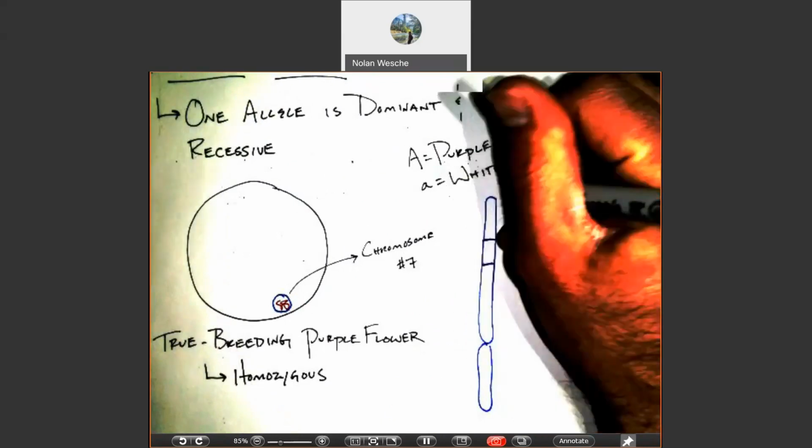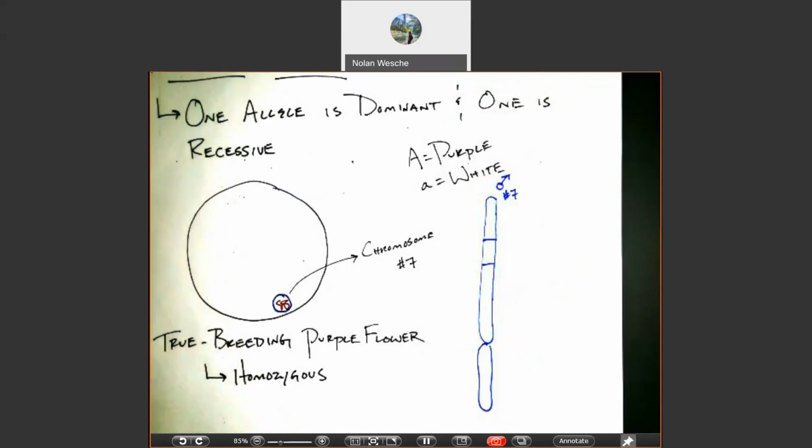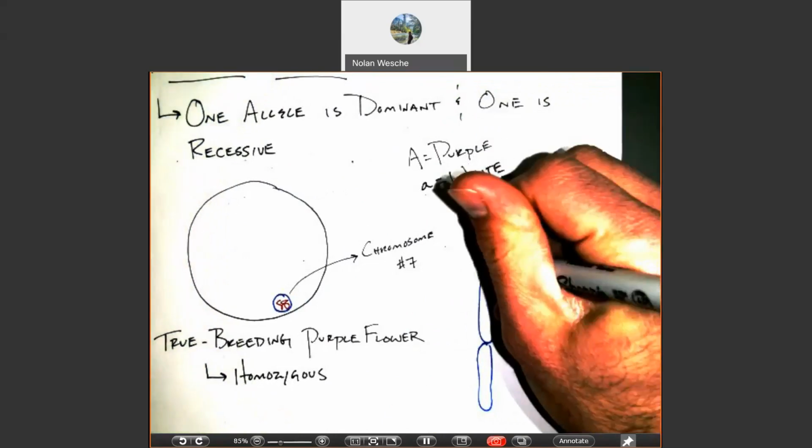This is the pollen, the male portion of the plant. So we're going to look at the male chromosome that this plant would have received from the pollen that formed it. And we're going to say that because it's purple, it's going to have the purple allele.